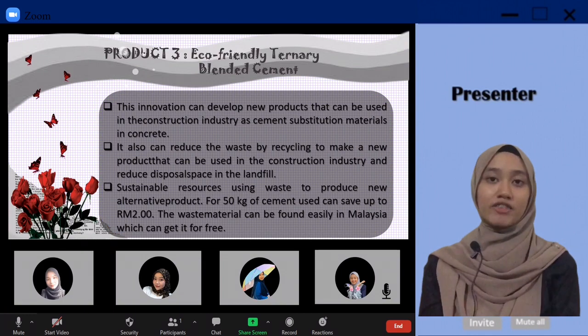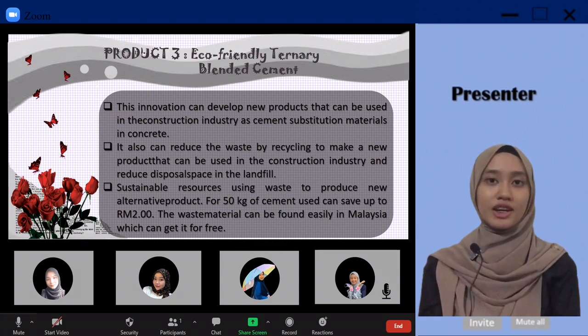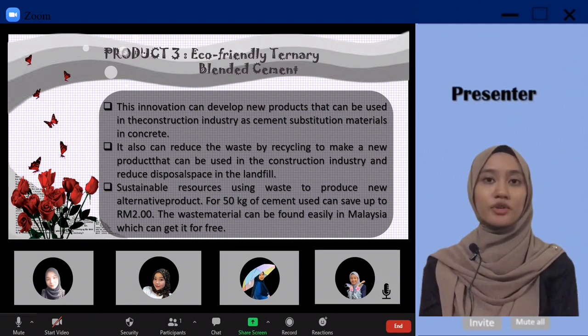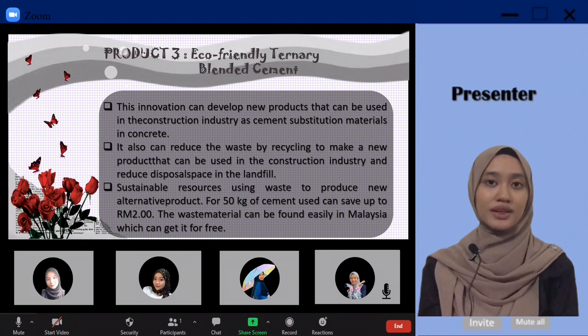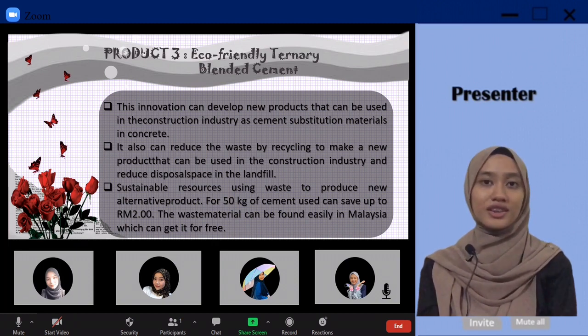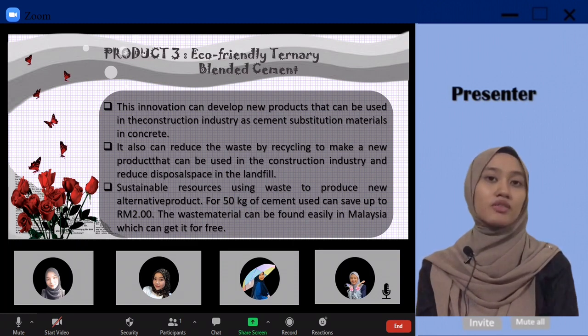This innovation can develop new products that can be used in the construction industry as cement substitution materials in concrete. It also can reduce waste by recycling to make a new product that can be used in the construction industry and reduce disposal space in the landfill. Sustainable resources using waste to produce new alternative products. For 50 kg of cement used, it can save up to RM2. The waste material can be found easily in Malaysia, and can be obtained for free.